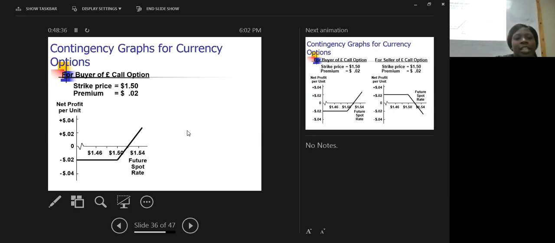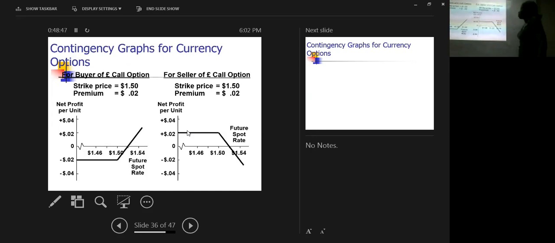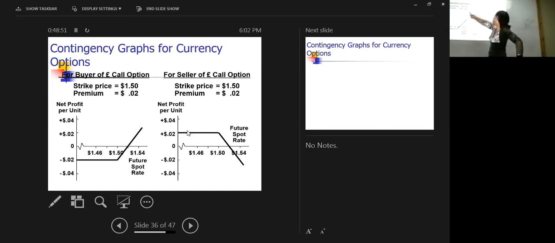So this is what the long call and the short call look like. So the long call, if it has a strike of 150 and 2 cents, 2 cents is the premium, how much it costs, right? And similarly, this is the short side.